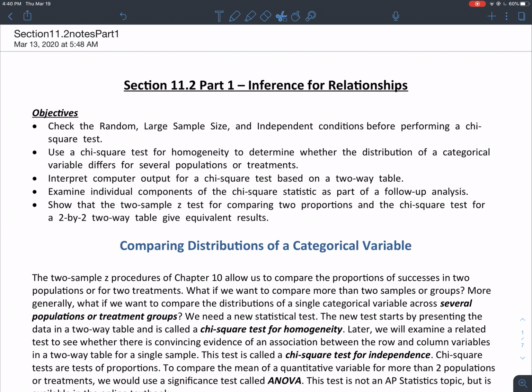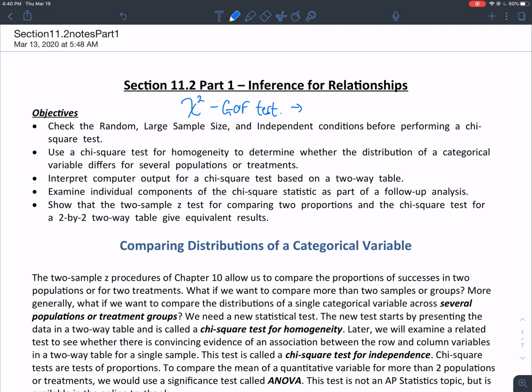Hi guys, so let's talk about section 11.2 part 1, inference for relationships. Okay, so in the last section, 11.1, we did the chi-square goodness of fit test. Okay, today we're going to do something quite different.